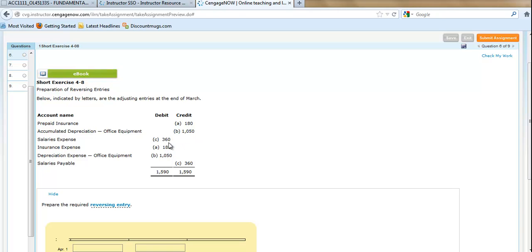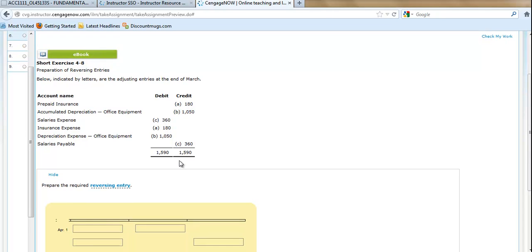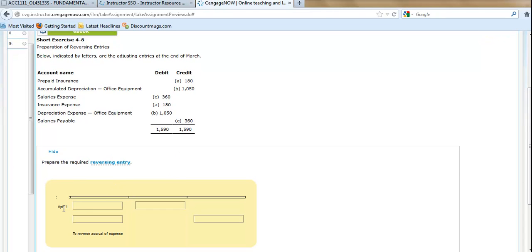Salaries expense, however, salaries payable, salaries expense, we haven't paid them their salary yet. So no cash has traded hands. So that is an example of accrual, and that's the transaction that we can reverse. So again, reversing entries are done on the first day of the accounting period. So we have April 1st, and we're going to reverse the adjusting entry for C.